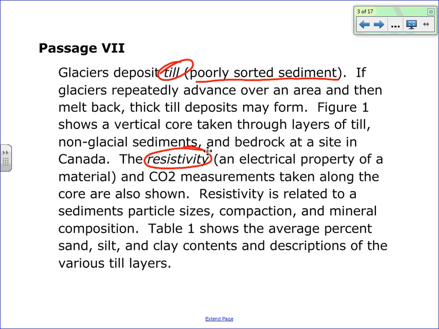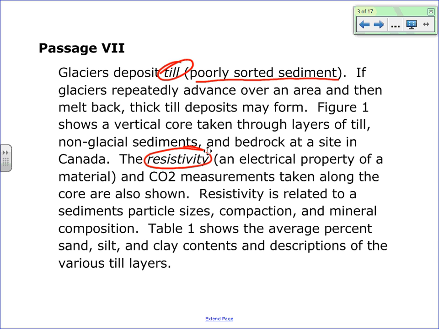All right, the next word we have is resistivity. Resistivity again is defined for us in the passage. It's an electrical property of a material. Does anyone know what we mean by the term resistivity? If a substance has a high resistivity, it's an electrical thing. What does it not do well? Something with a high resistivity. Have you ever heard that word before? It doesn't let electrical current. Nice. It doesn't let any sort of current flow through it.